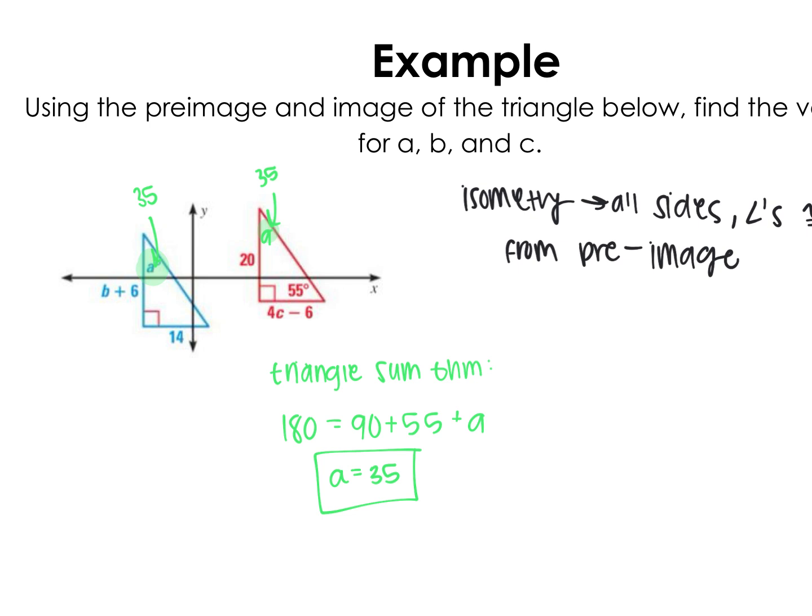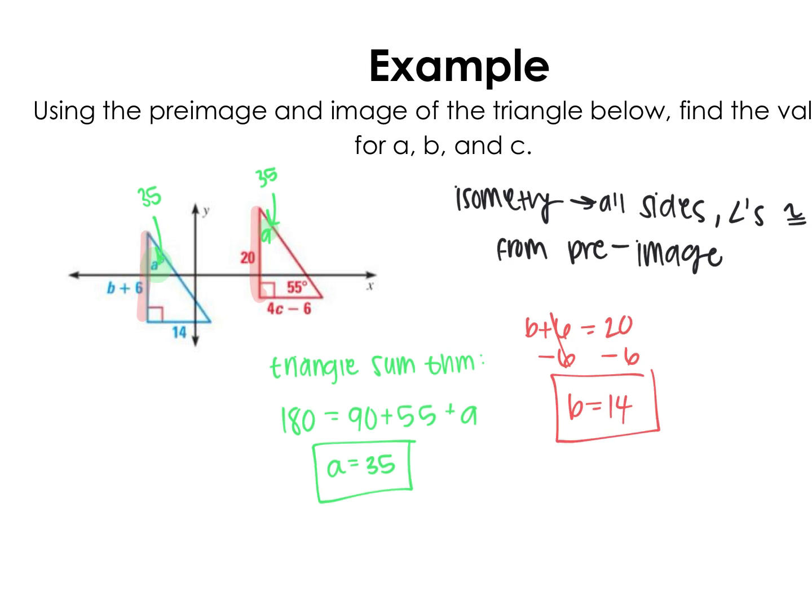Looking at this one, maybe we find B next. B and B are corresponding with these sides. So we can say that B plus 6 is equal to its corresponding side, which is 20. We can subtract this 6 off and find that B is equal to 20 minus 6, or 14.